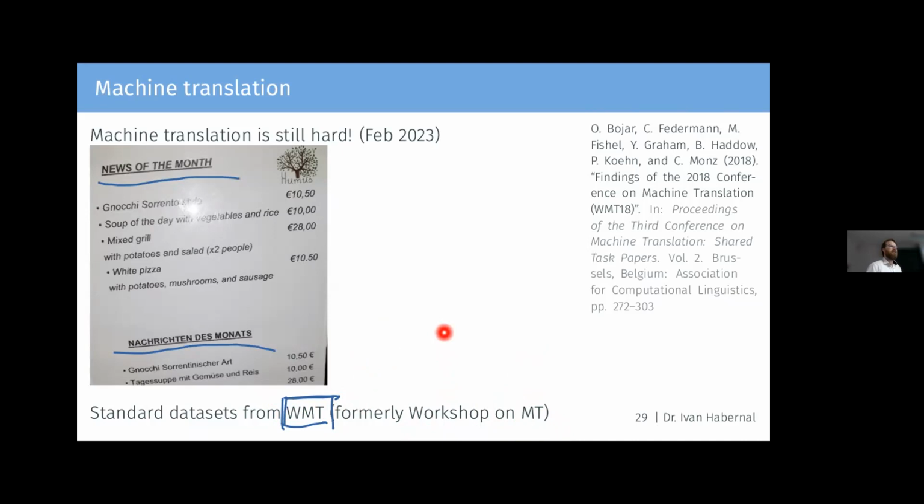Conceptually, some words mean different things in different contexts, like Nachrichten, of course. Anything else? Yeah, you have synonyms and homonyms, so words that have multiple meanings or two words that mean the same thing, and that's true. But if you understand the language, you can translate to the target language.